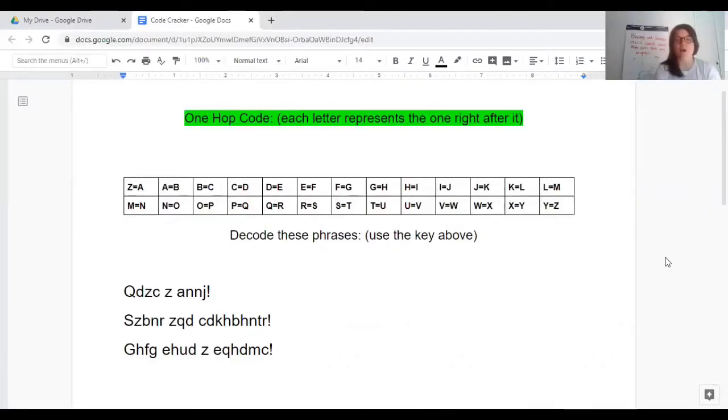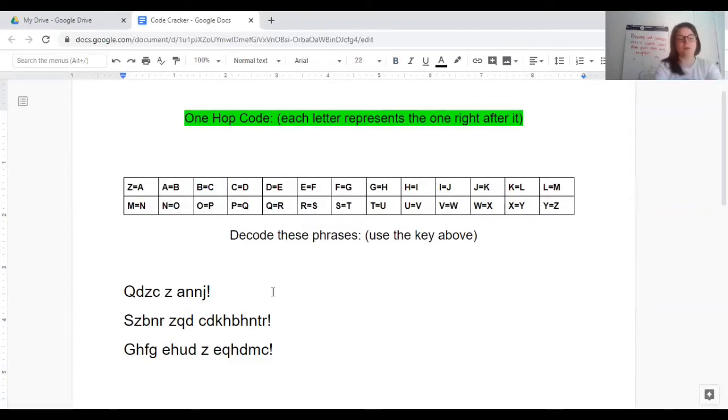Okay, first code is called the one-hop code. It's called the one-hop code because you make 1 hop to the next letter, and that's how you figure out what each letter represents. Each letter represents the one that comes right after it. So if you have a Z in your code, then that would actually equal an A. If you have an A in your code, that would actually equal B. If you have a B in your code, that stands for C, so on and so forth.